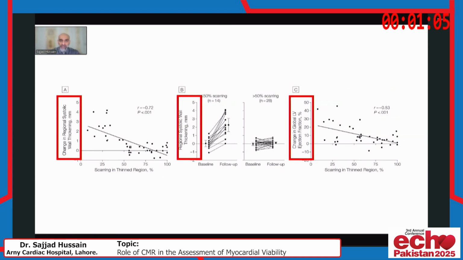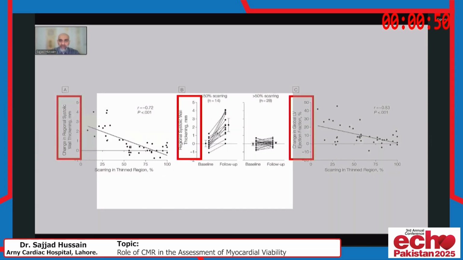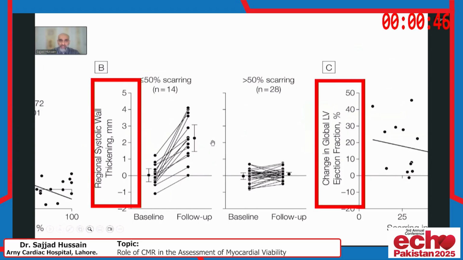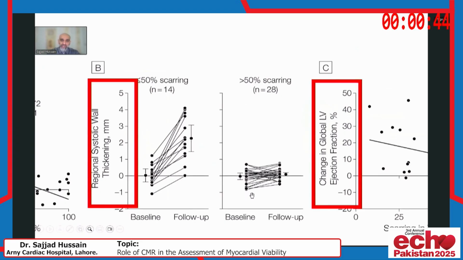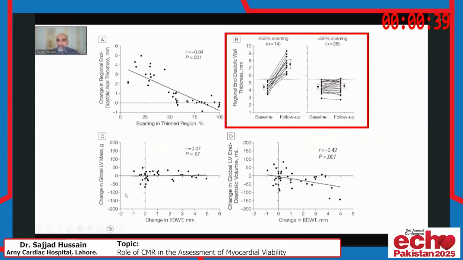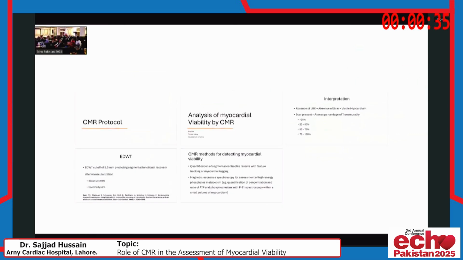And again, if we look at the middle panel, we can see that those who have less than 50% scarring still get slightly better LV function at follow-up after revascularization, while those with more than 50% myocardial scarring do not get that much of an improvement between pre and post-procedure follow-up studies. Same thing here again.